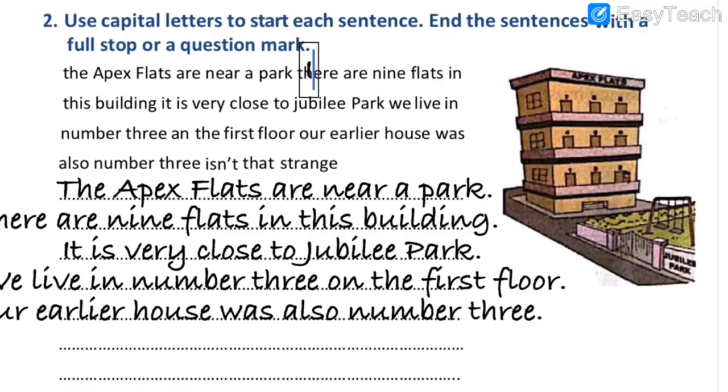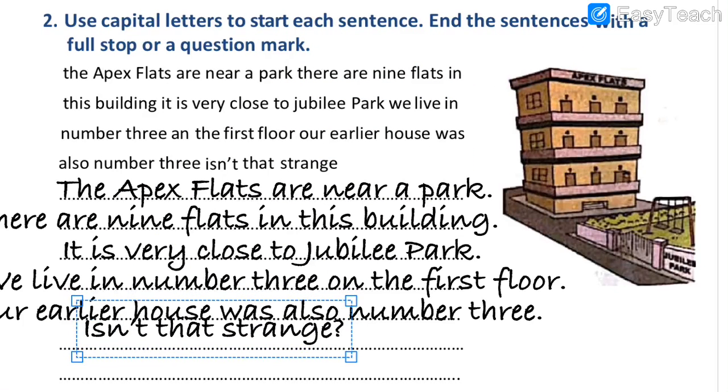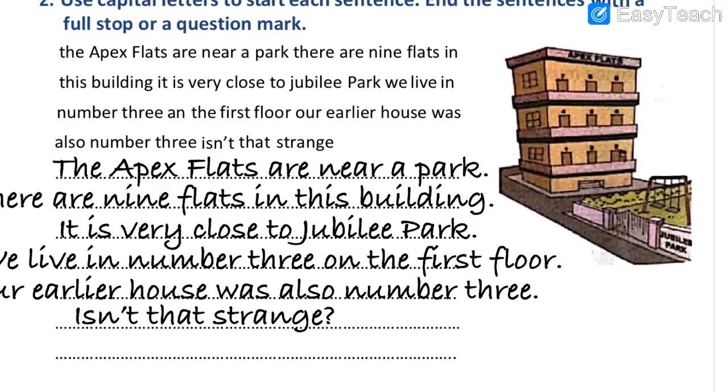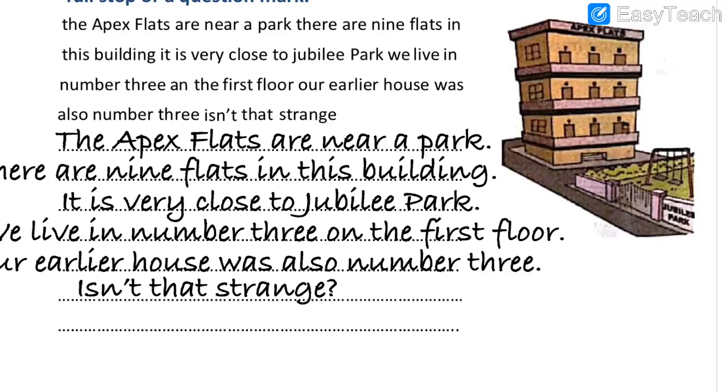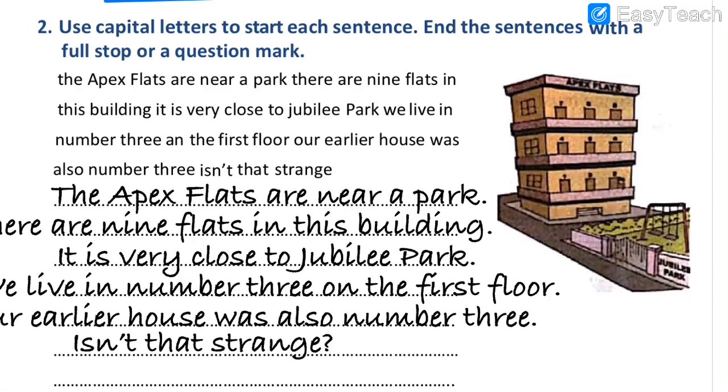The last one, write along with me. ISN apostrophe T. This is the short form for is not. Isn't that, THAT. Isn't that strange? STRANGE. Strange means surprising, which is something new. Isn't that strange that the previous house was also number 3? This time also we have got house number 3. So this is how we have done the paragraph. See, what have we done? First alphabet capital everywhere. We have put full stops wherever needed, and here we have put a question mark. So this is how we have completed our objective.